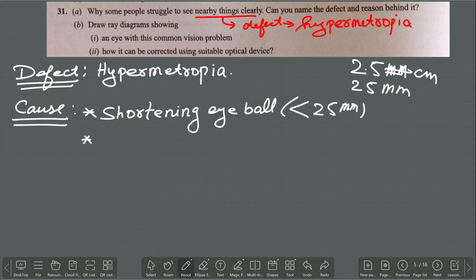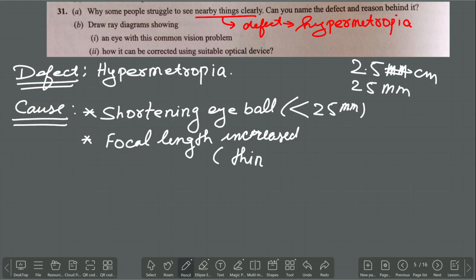And the second cause is that the focal length gets increased. Why is the focal length increased? The curvature of our eye lens becomes thin. Due to that, the focal length increases, and the image will be formed, whenever the light rays are coming from a nearby object, behind the retina after refraction. So these are the causes, the reason behind it.